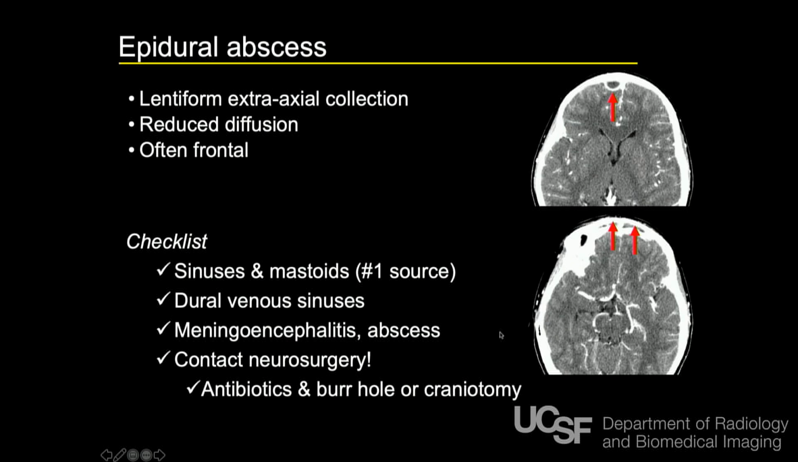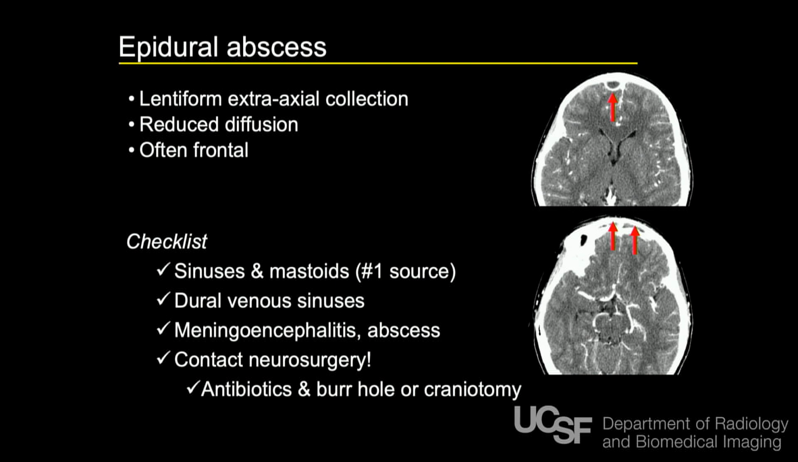Okay, so what about epidural abscess? So these look just like epidural hemorrhages in the sense of what they can cross and what they can't. These are lentiform extraaxial collections showing reduced diffusion, often frontal. And basically, these can actually cross midline in the epidural space, but they can't cross sutures, so they behave a lot like epidural hemorrhages. Keep in mind the vast majority of these extraaxial infections, epidural or subdural empyema, the number one source is actually infection.